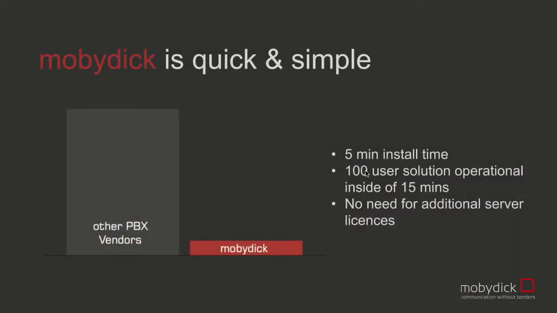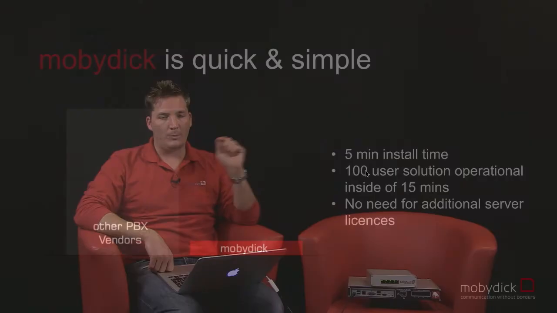The next thing is that mobydick is very quick and simple. Like the beroNet gateways, configuring one takes about 5 minutes. With mobydick, you can install in about 5 minutes. From the moment that the ISO file is downloaded from our website, you can install it into the environment you want within 5 minutes. I've done it.